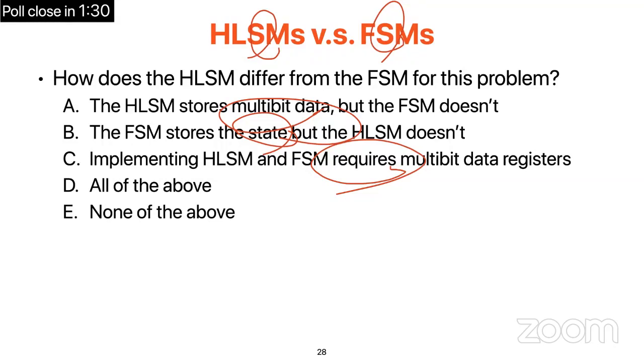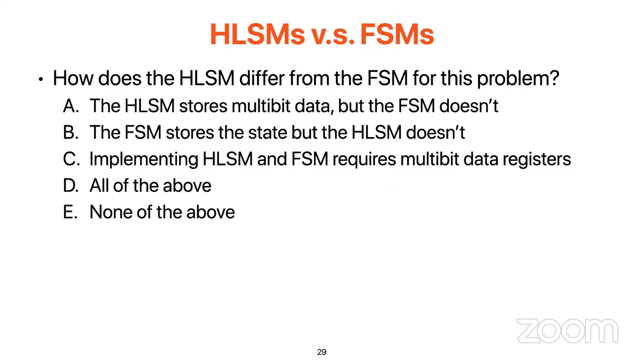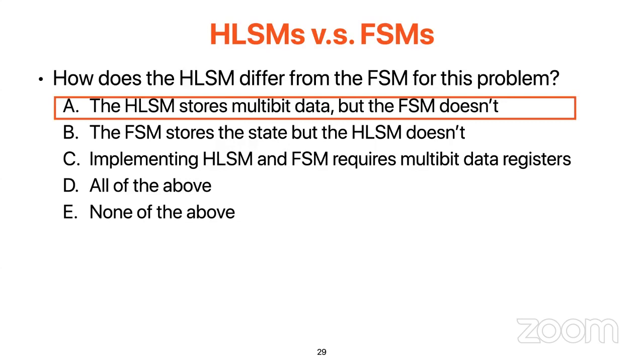Okay, so thanks for your comment. That's the difference between finite state machine and high-level state machine. So the answer for this question is actually A, because that's what some of you said, it's a zyBook thing that stores multi-bit data. And B and C are not true in a way that every state machine, you have to save the state somewhere, and multi-bit data register is not a must for a finite state machine.